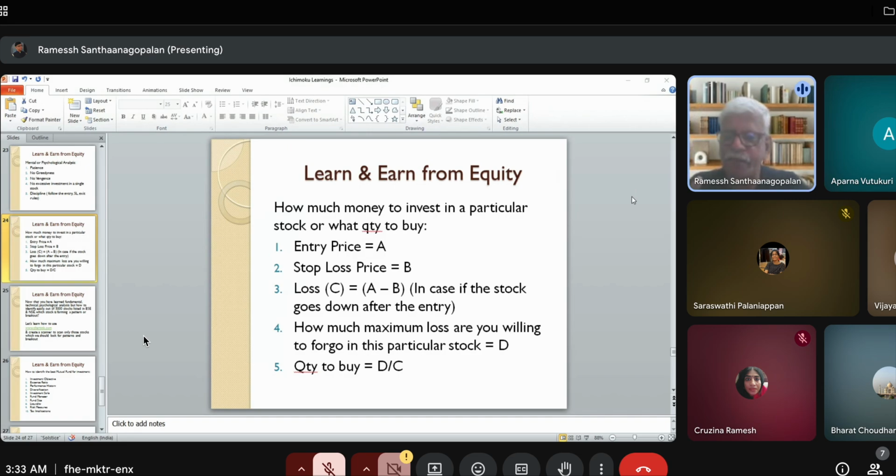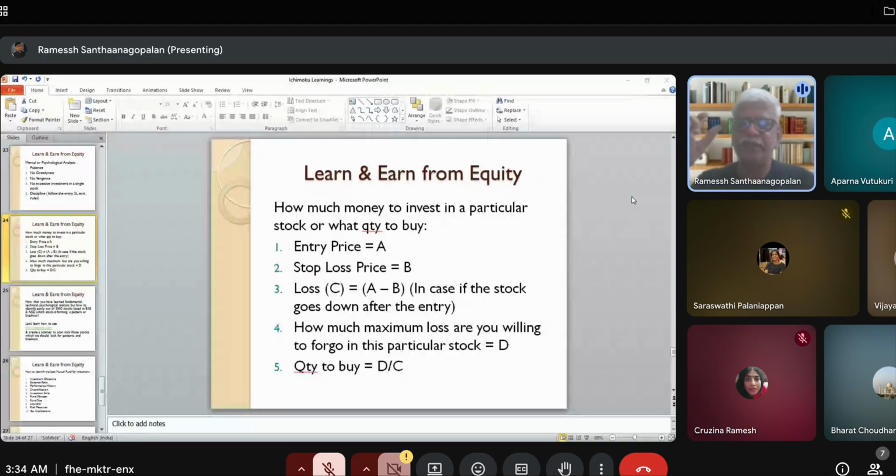This is the thumb rule. If you learn equity investment from anybody, they will teach you this. This is the thumb rule of equity investment. Rather, I can say this works wherever you want to invest. It is a very simple and excellent rule for investments.